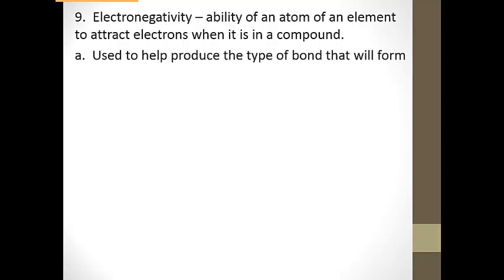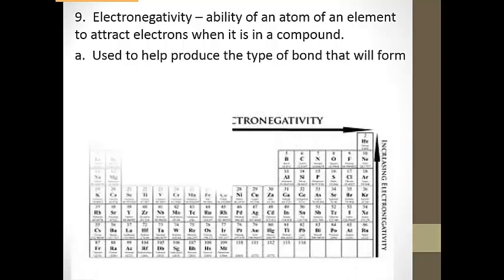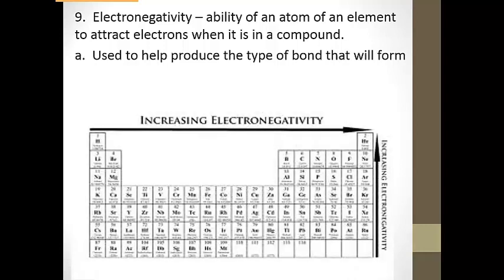But we can use this to help produce the type of bond that will form. You might have heard of ionic and covalent, which are the 2 most common that we will be dealing with, but we also can break covalent down into polar covalent, non-polar covalent. So we can use electronegativity to help us decide which type of bond. And if you just look at the picture that I have here, you'll be given an electronegativity chart when we get to the next unit and we are using it more with bonding.